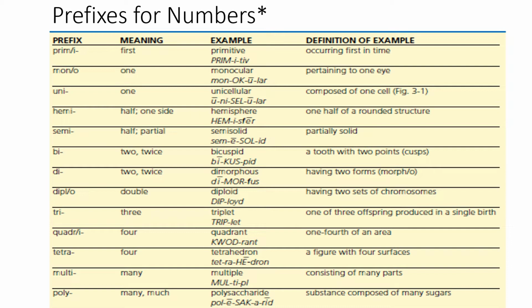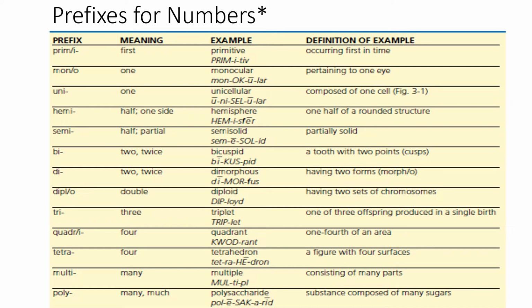Next we have tetra, meaning also four. We have tetrahedron, a figure with four surfaces. Next we have multi, which means many. Multiple, consisting of many parts.